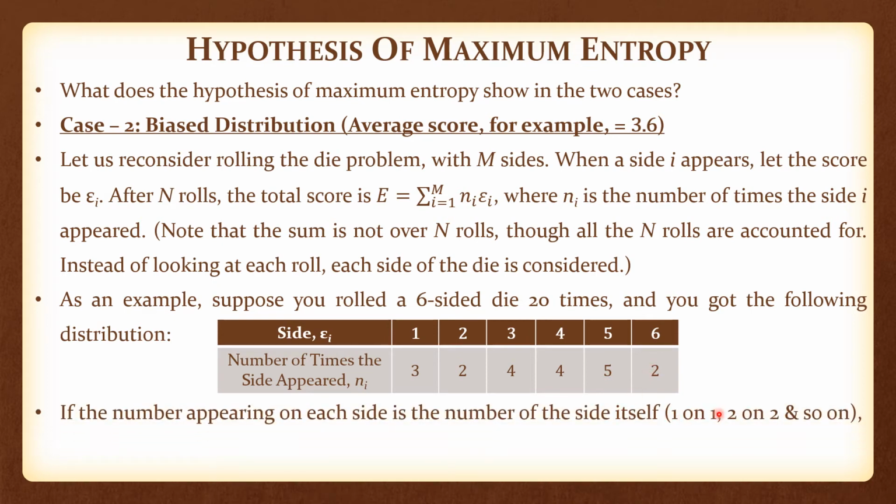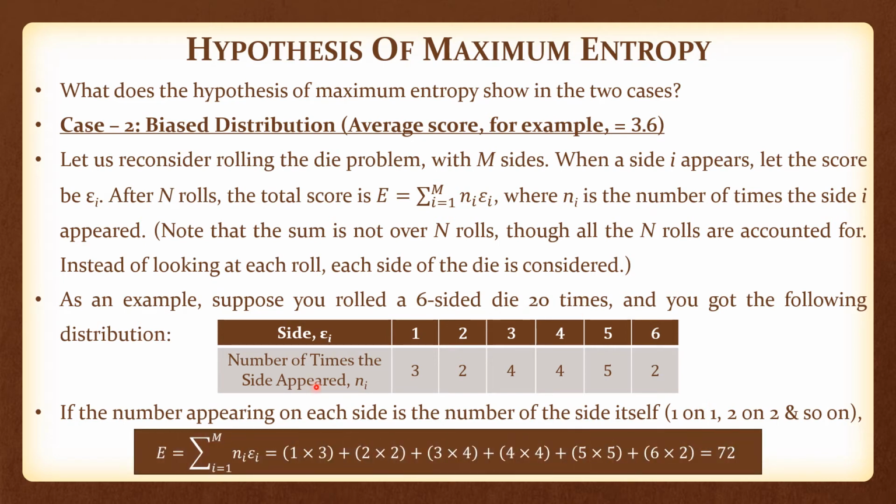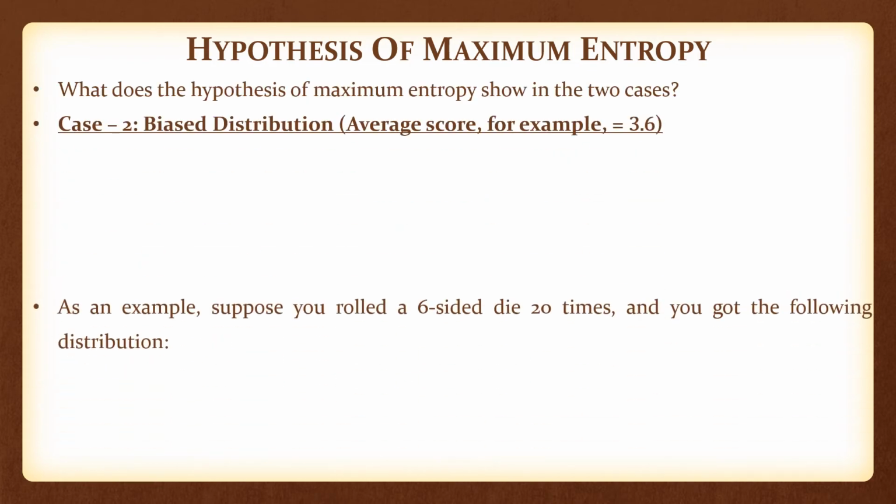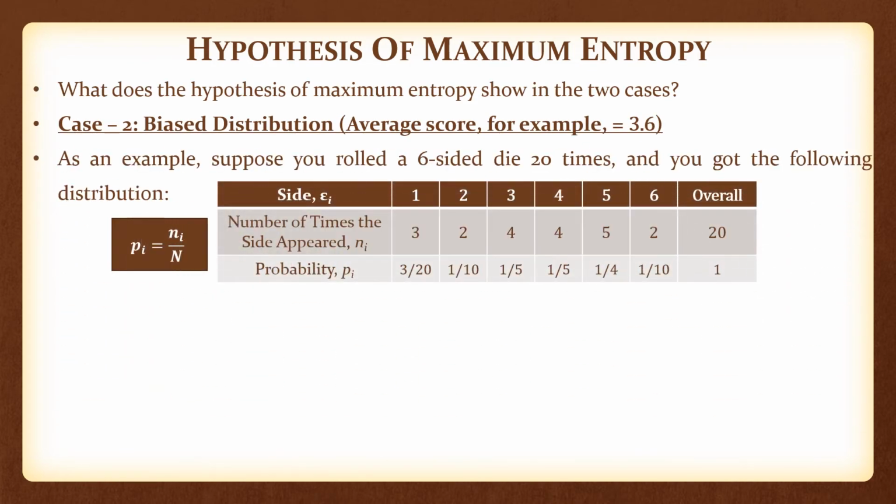So as I said, when side 1 appears, the number is 1. Side 2 appears, number is 2, and so on and so forth. So what is this total score? Instead of saying 1 plus 1 plus 1 plus 2 plus 2 plus 3 plus 3 plus 3 plus 3 plus 4 plus 4 plus 4 plus 4 and so on, I say 1 into 3 plus 2 into 2 plus 3 into 4 plus 4 into 4 plus 5 into 5 plus 6 into 2. The total gives 72. Right? You get this distribution.